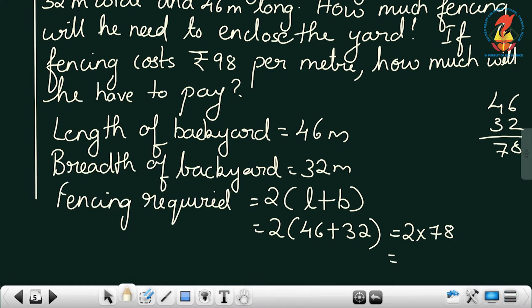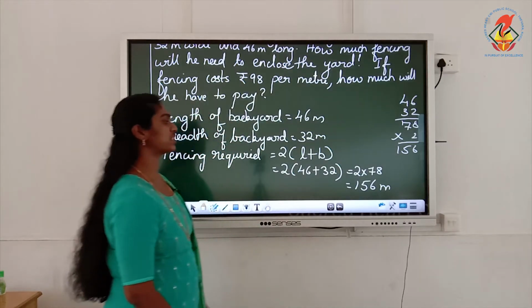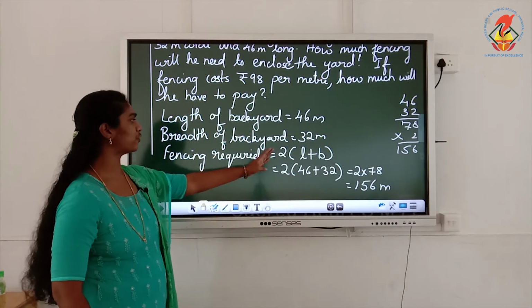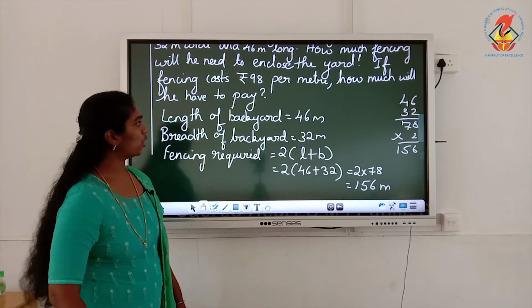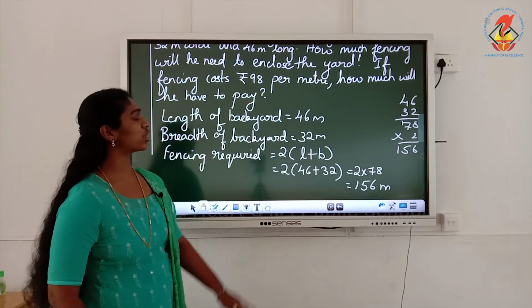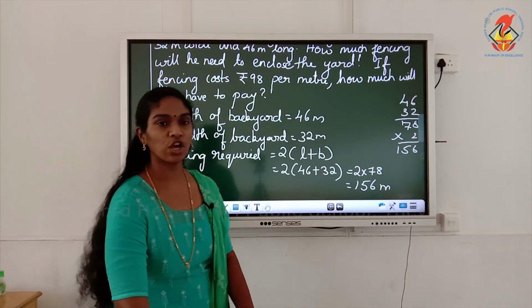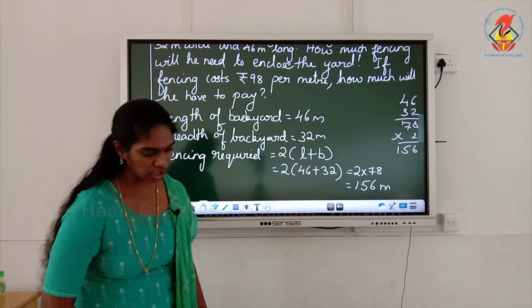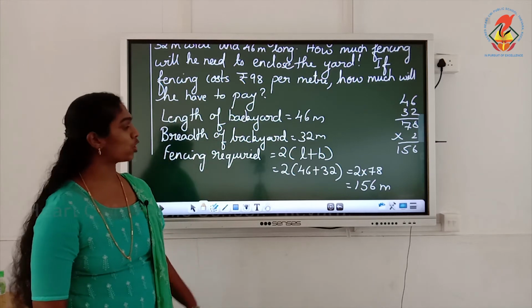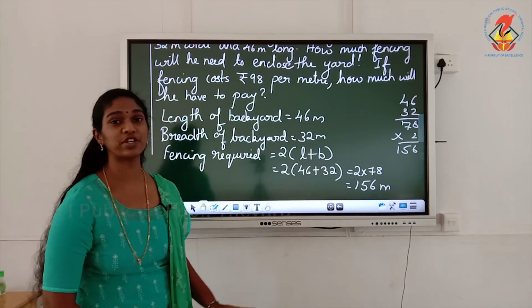2 into 78. Multiply by 2. 7 2s are 14 plus 1, 15, and 6. So, you are getting 156 meter. So, 156 meter of fencing is required for the backyard. Now, for 1 meter they have given you the cost as rupees 98. For 1 meter the cost is rupees 98. So, what will be the cost of fencing 156 meter?